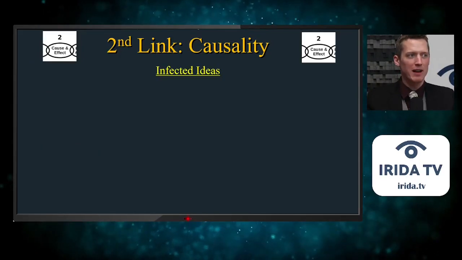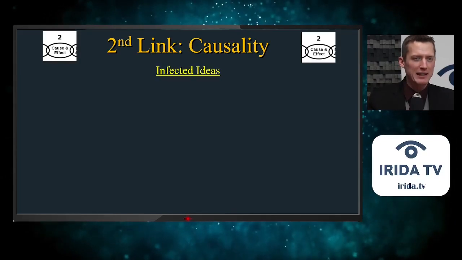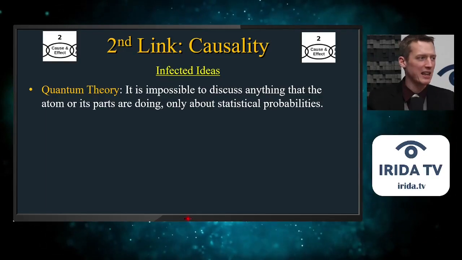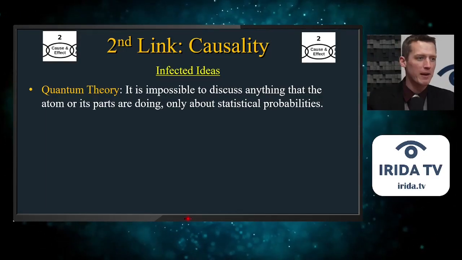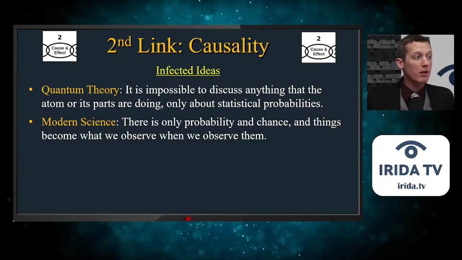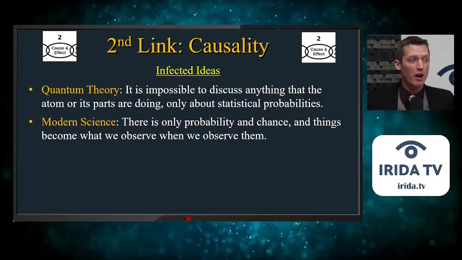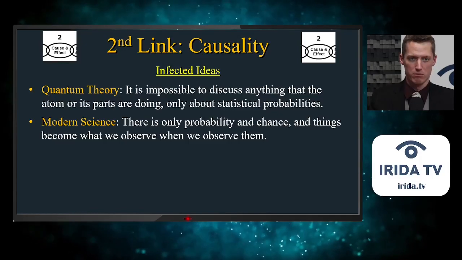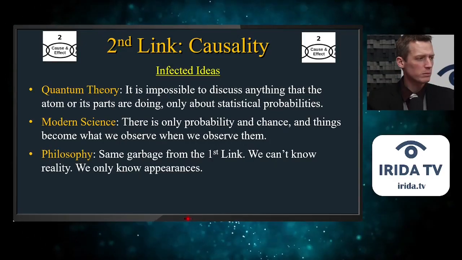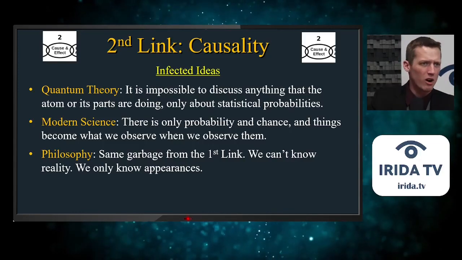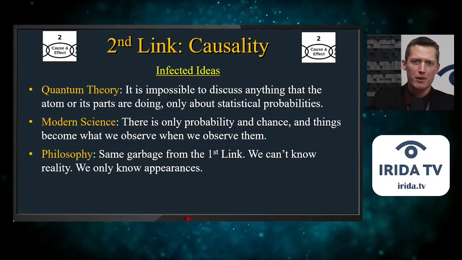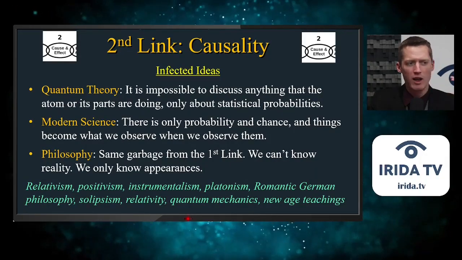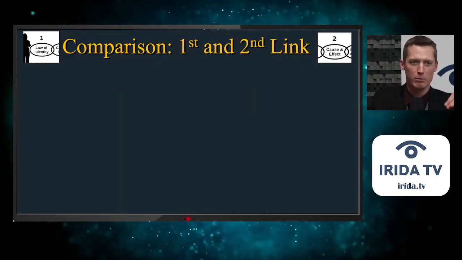So, in terms of examples of infected ideas very similar to link one, like I said, quantum theory. It's impossible to discuss anything the atom or its parts are doing, only statistical probabilities. Modern science in general says something similar: there is only probability and chance, and things become what they are when we observe them. In terms of philosophy, all the examples I gave for link one are the same examples here. Relativism, positivism, and so on all break link two just as much as they break link one.